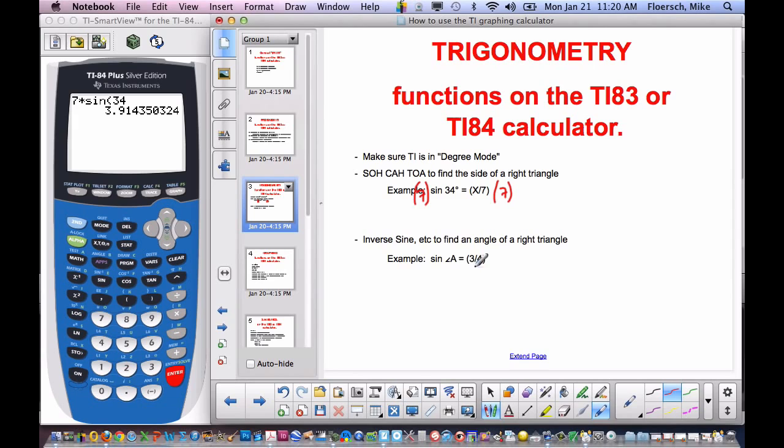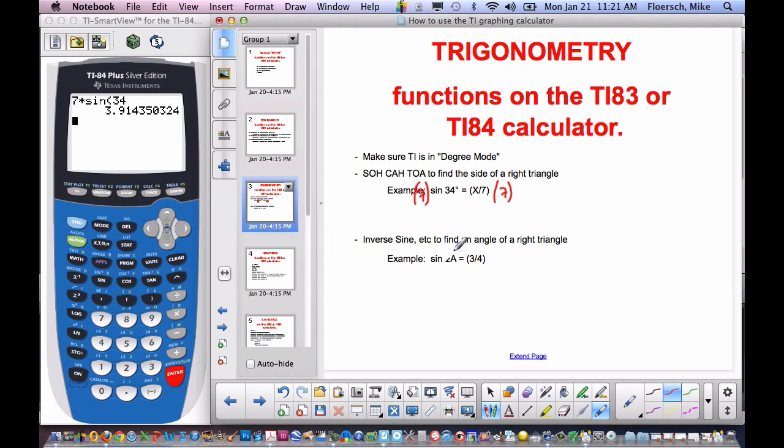What if we want to find an angle? Inverse sine is what we use to find the angle, and all the inverses are above. You've got inverse sine, inverse cosine, and inverse tangent. To get to these, you need to do second and then hit each one of these: second sine, second cosine, or second tangent to get to the inverses.